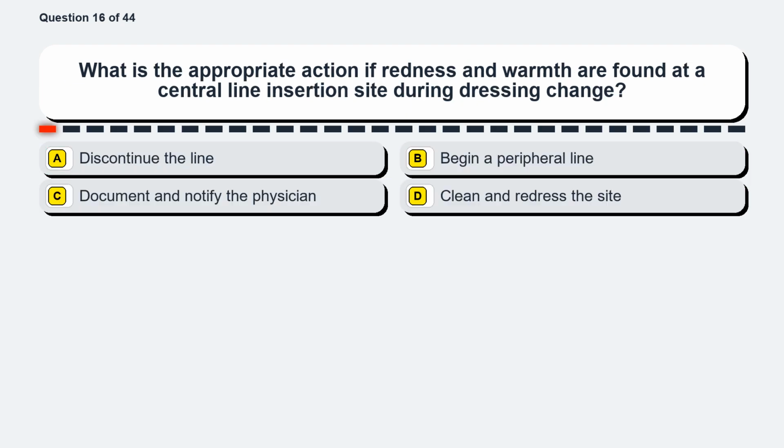Question 16. What is the appropriate action if redness and warmth are found at a central line insertion site during dressing change? Option A, discontinue the line. Option B, begin a peripheral line. Option C, document and notify the physician. Option D, clean and redress the site.